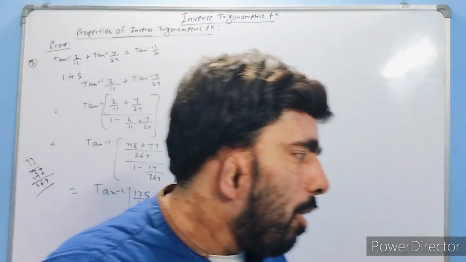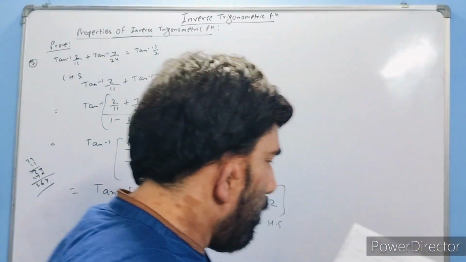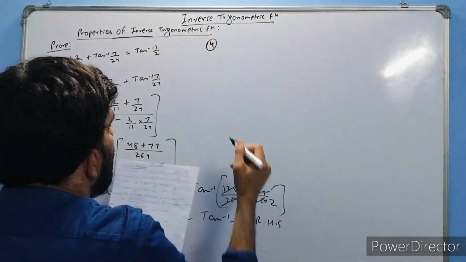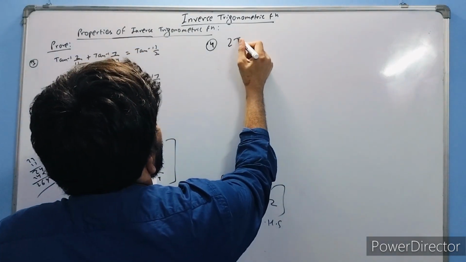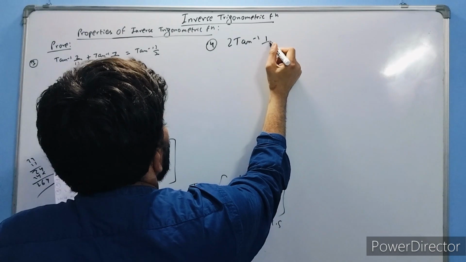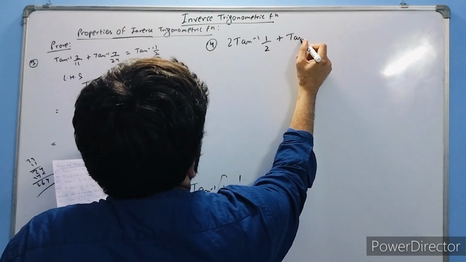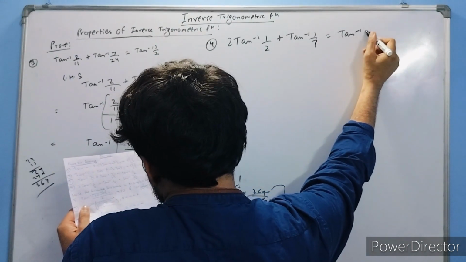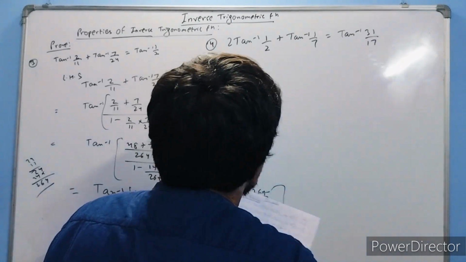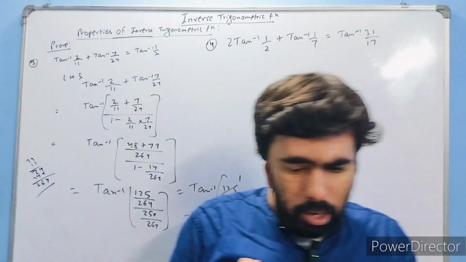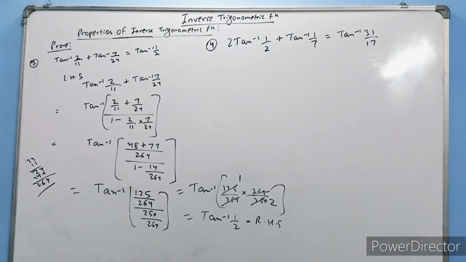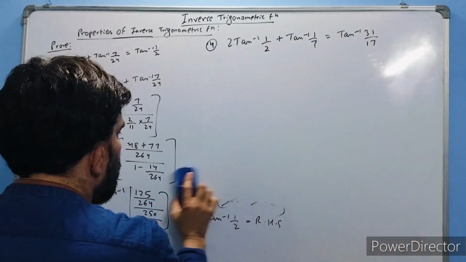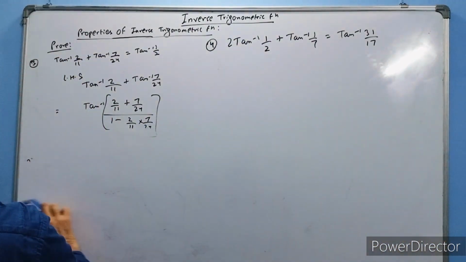Now let us try to do more questions. We have the fourth question now. In this also we need to prove that 2 tan inverse 1 by 2 plus tan inverse 1 upon 7 is equal to tan inverse 31 upon 17. So here we need to apply the formula. Now we'll try to solve the fourth question. How will we prove it? Let us see.